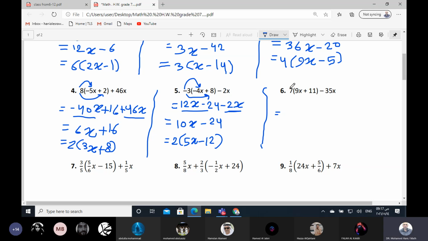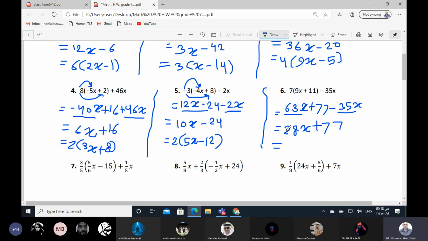Check with me now. 7 times 9 will be 63x. Then 7 times 11 will be 77 minus 35x. Now add the like terms. 63 minus 35 will be 28x plus 77.